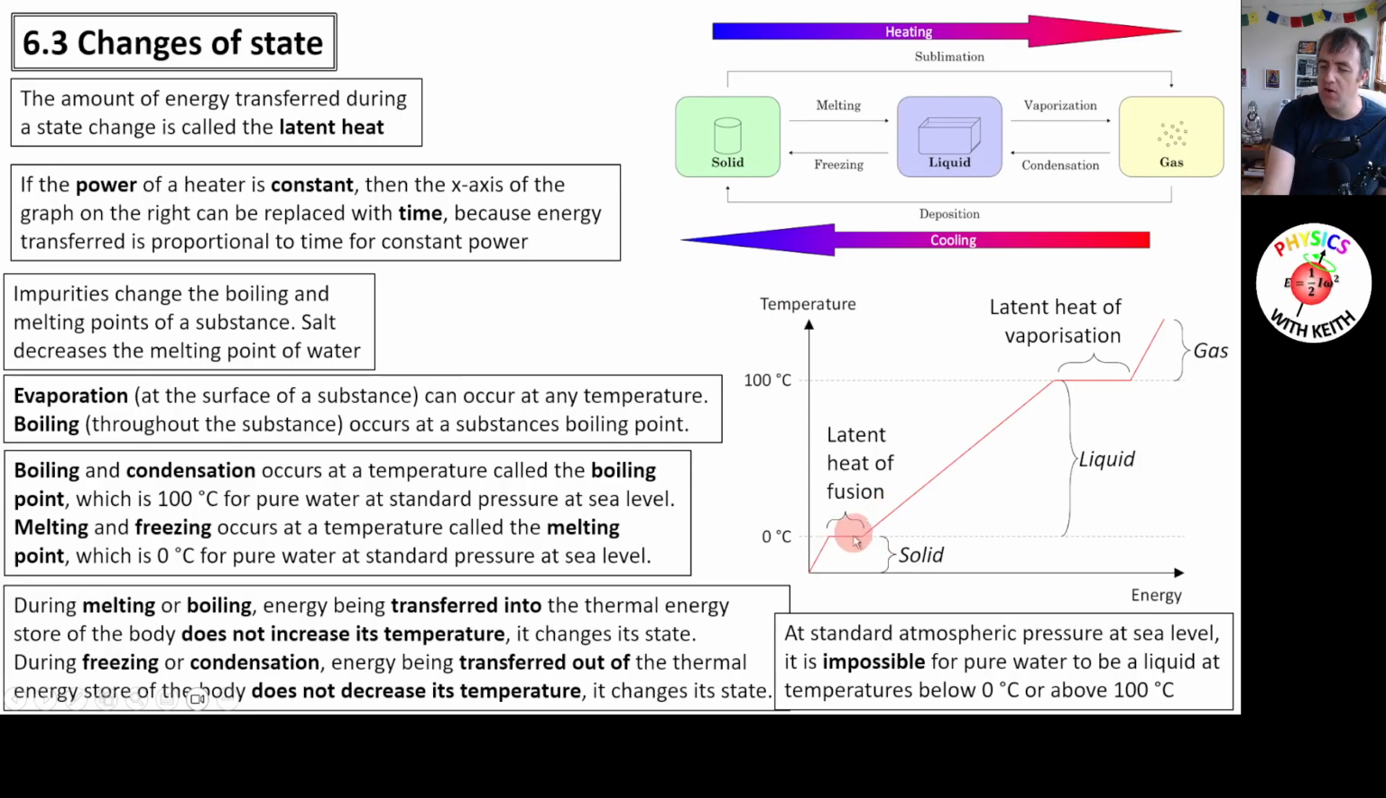So during this process, we have a mixture of solid and liquid water, of ice and liquid water. Now, the ice cannot be above 0 degrees Celsius, and the liquid water cannot be below 0 degrees Celsius at standard pressure, standard atmospheric pressure at sea level for pure water. You cannot get liquid water under those conditions below 0 degrees Celsius, or solid water in those conditions above 0 degrees Celsius.